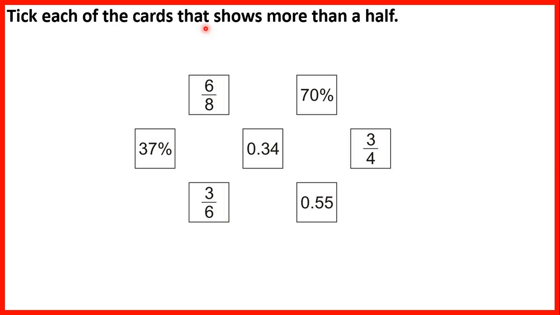Tick each of the cards that shows more than a half. First, we have 6/8. So we need to think 1/2 is the same as how many eighths? Well, we can find equivalent fractions using multiplication. 2 times 4 is 8, 1 times 4 is 4, and 6/8 is larger than 4/8, so that's more than 1/2.